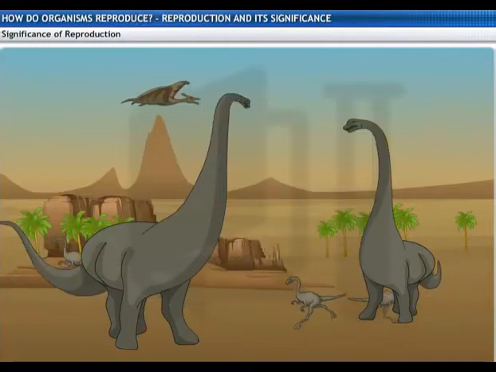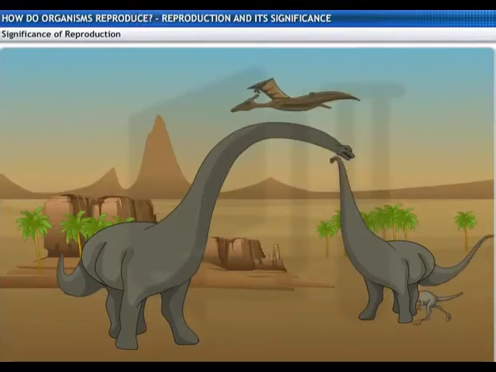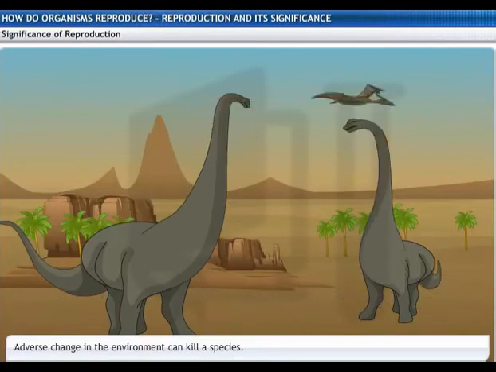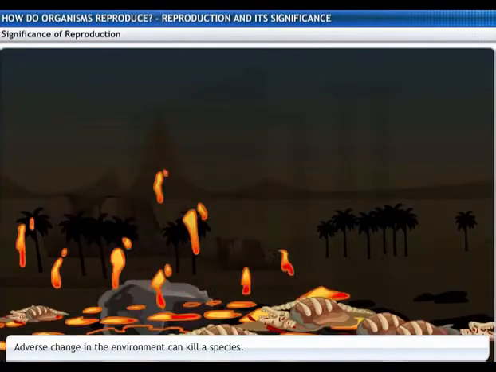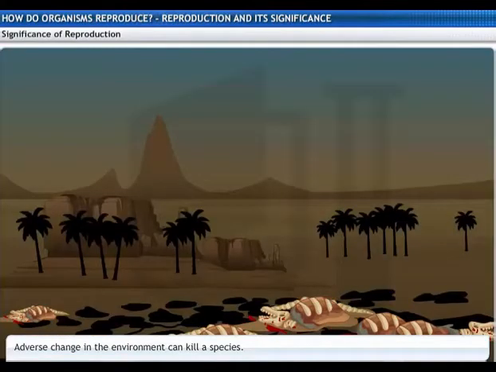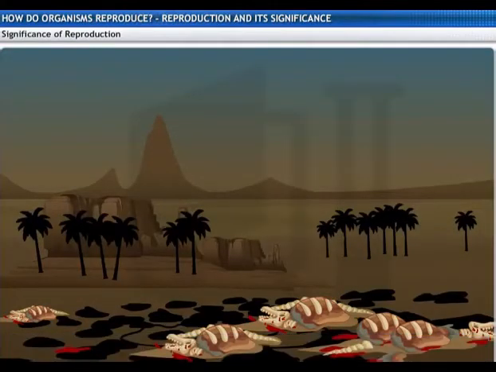Well, there is another aspect to survival of a species. Environments can change drastically without the control of organisms. Such an environmental change can kill a species. Scientists say that the Earth was hit by meteorites that led to the end of the dinosaurs.